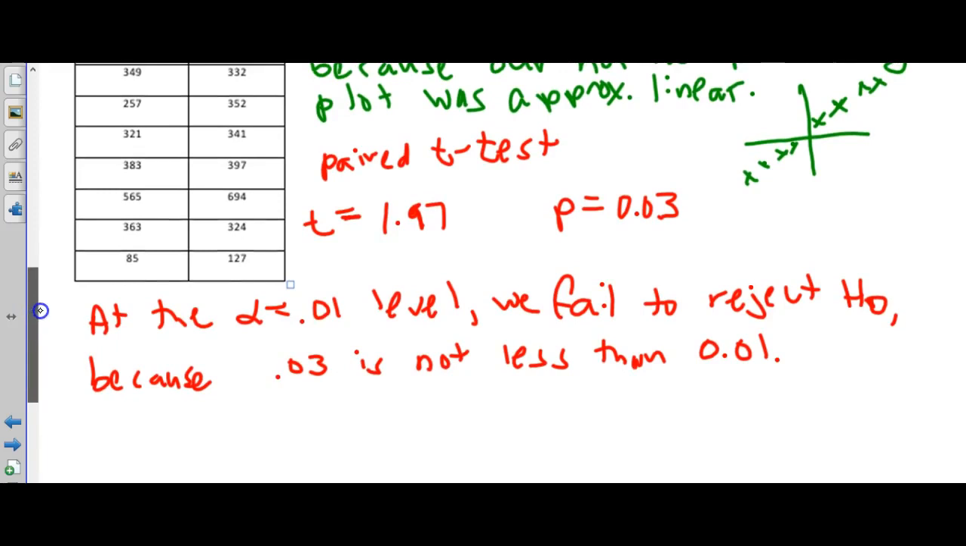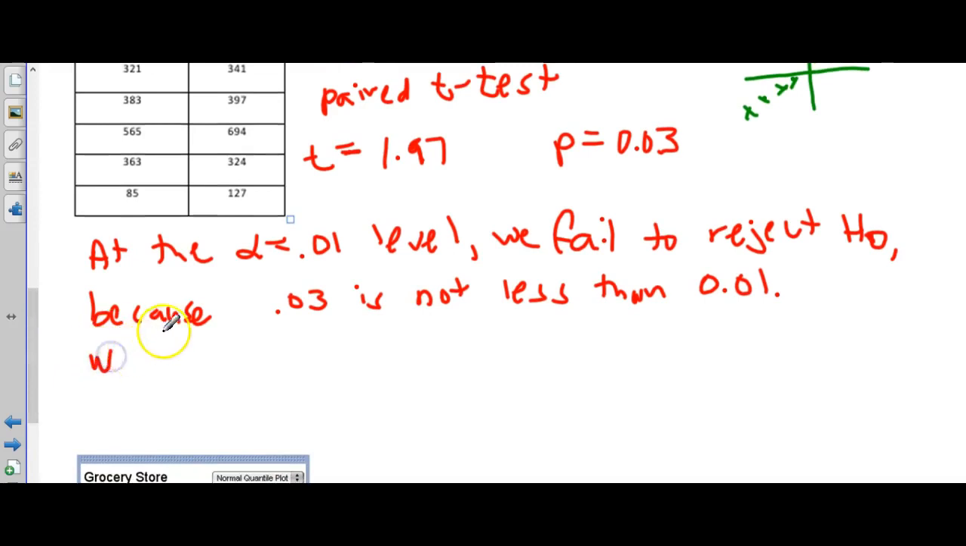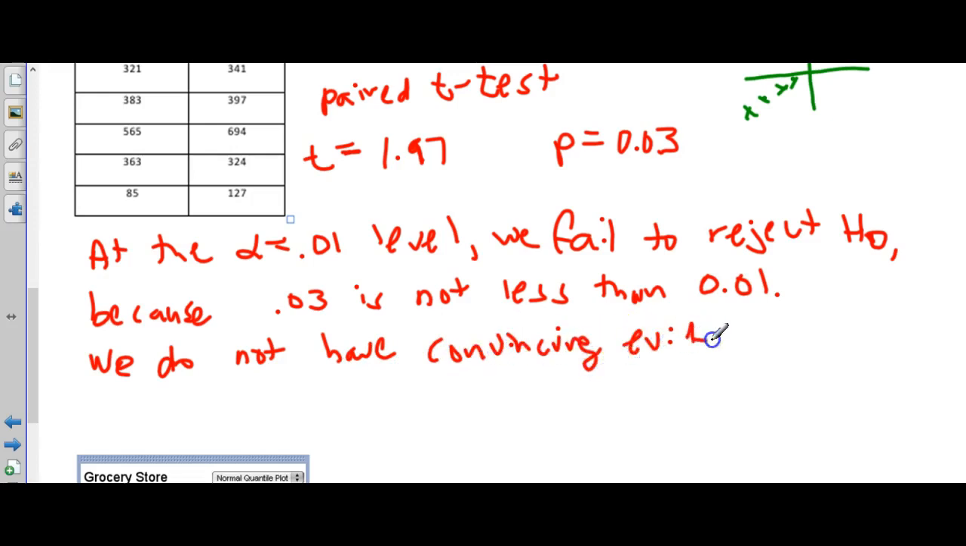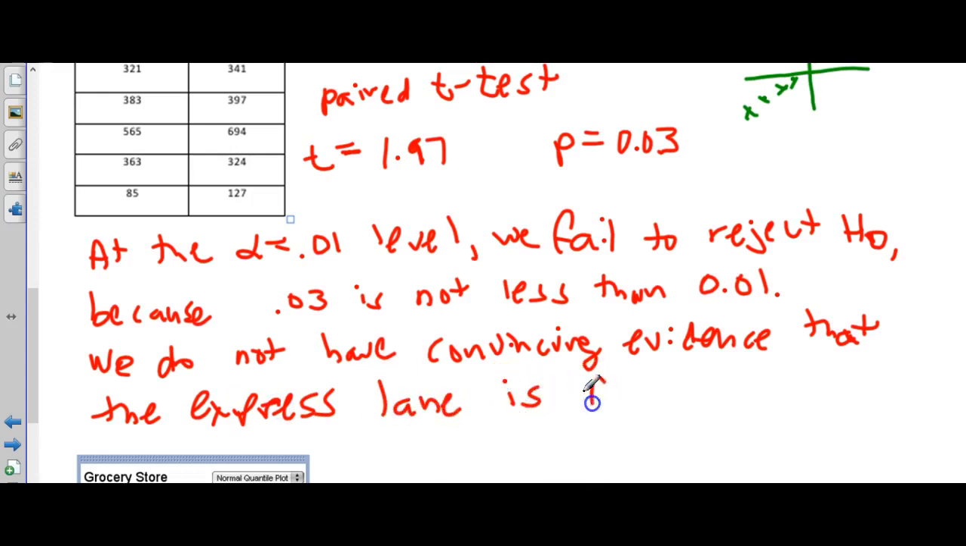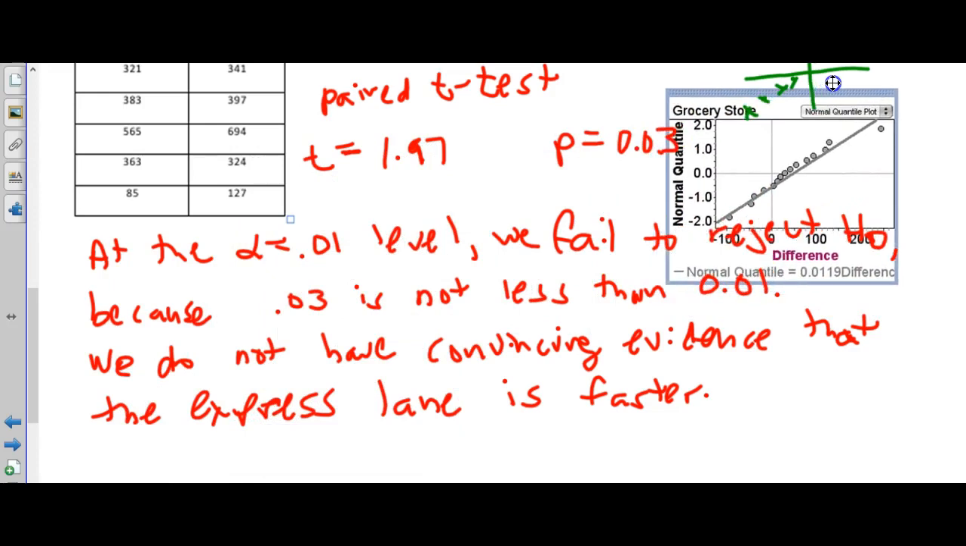Do we have convincing evidence that the express lane is faster? Okay, so we do not have convincing evidence that the express lane is faster. All right. And as I scrolled down here, I saw actually I have a normal probability plot that I created in Fathom apparently. That is down here. So there's our normal probability plot in Fathom.